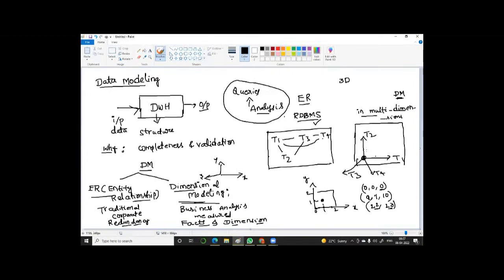So the examples I will show you. Whenever I show the block diagram, it will be easy. As of now, you should get one point: we use an RDBMS to store the data in the ER model. In the dimensional model, we use a multi-dimensional technique. For understanding multi-dimensional techniques, I have taken an image as an example.